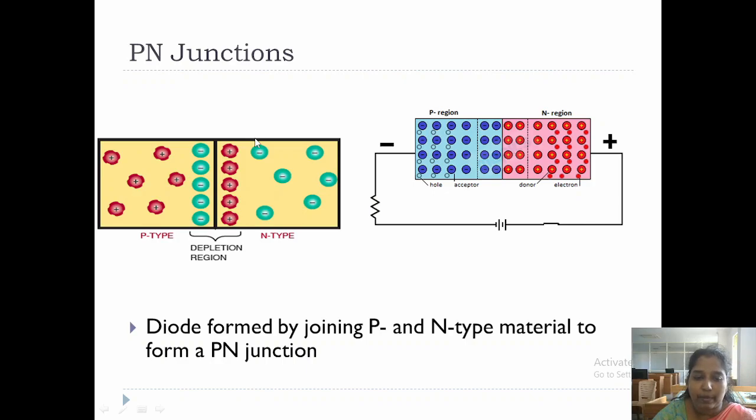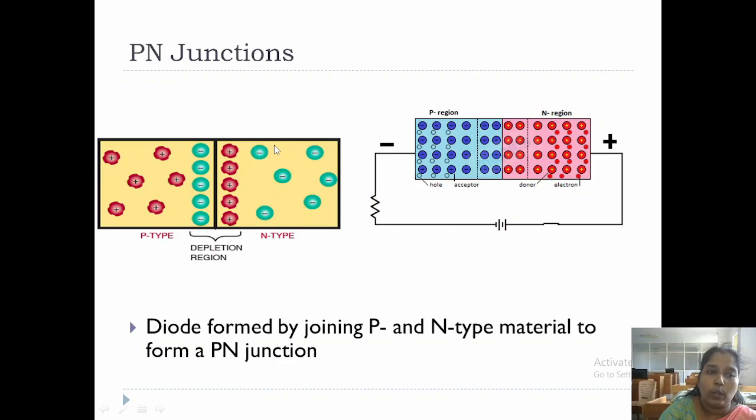In this P-type region, each circled negative sign represents a trivalent atom and a positive sign represents a hole. Similarly, in the N-type region, each circled positive sign represents a pentavalent atom and each minus sign represents an electron.